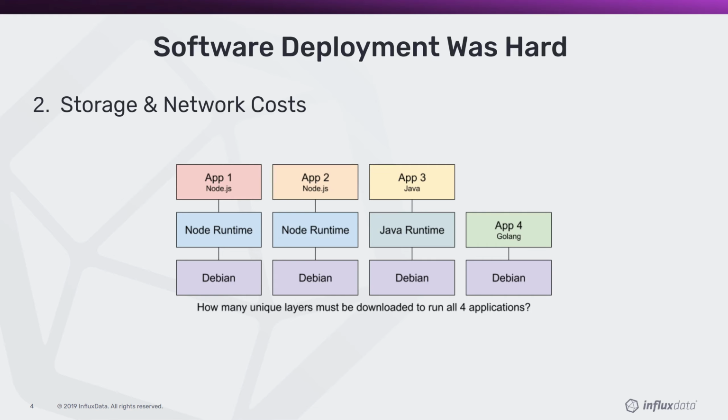So given this, as an exercise for the listener, how many unique layers must be downloaded to run all 4 applications here depicted on one host?